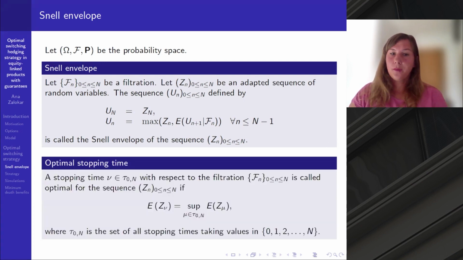And what is the optimal stopping time? So this will actually help us to determine when to buy options for our case. So what is an optimal stopping time? A stopping time nu with respect to the filtration Fn is called optimal for the sequence Zn if the expected value of Z nu is the supremum of all expected values of Z mu over all possible stopping times mu. So actually, it's when the expected value is supremum or maximal. So we are maximizing the expected value of our sequence Z.